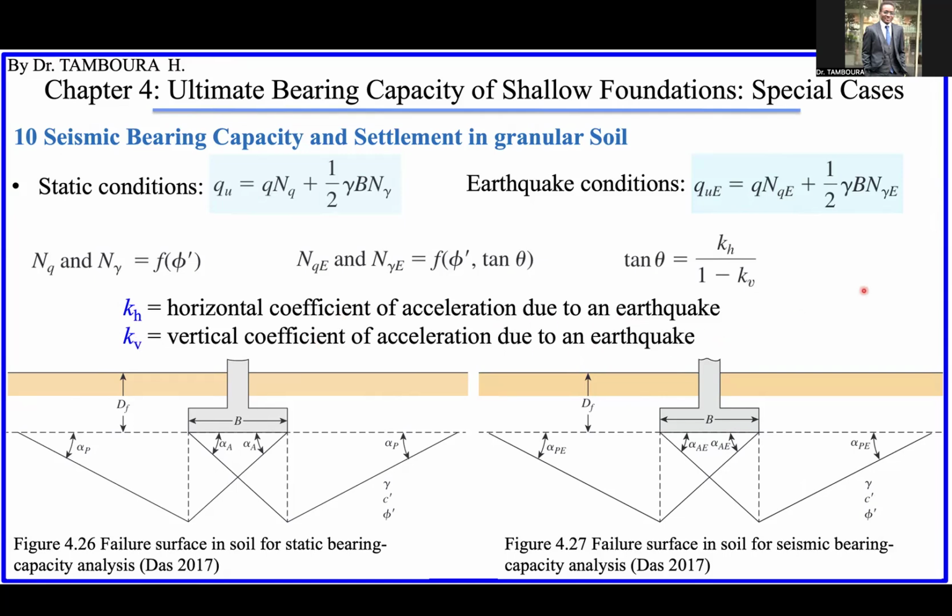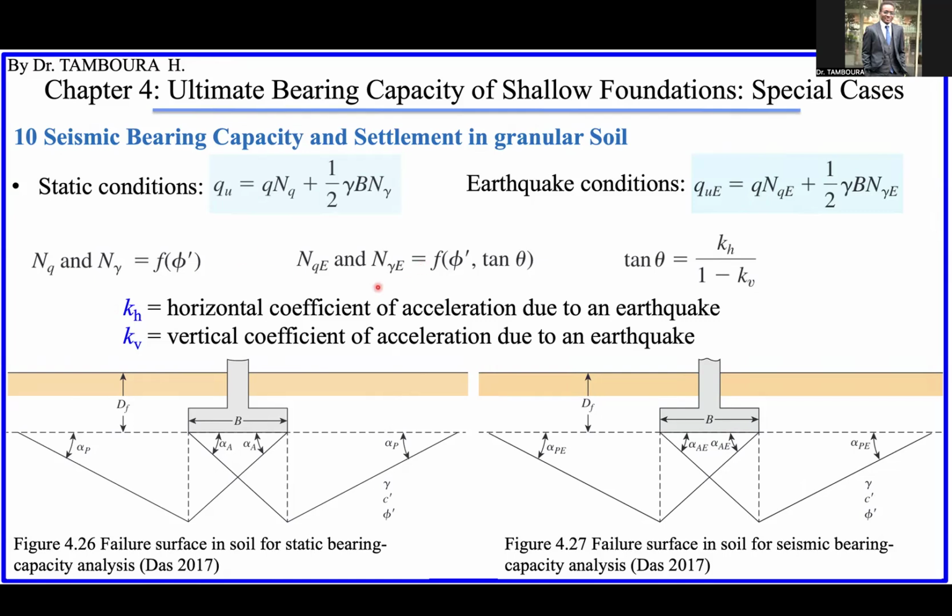Okay. K_v is this. So these two parameters, the horizontal and vertical coefficients of acceleration due to the earthquake, are obtained. They are measured during the earthquake. When the earthquake happens, we have some devices in the ground that can measure this. Okay, so it is not something that you calculate like that.